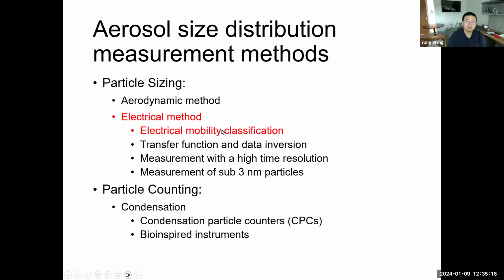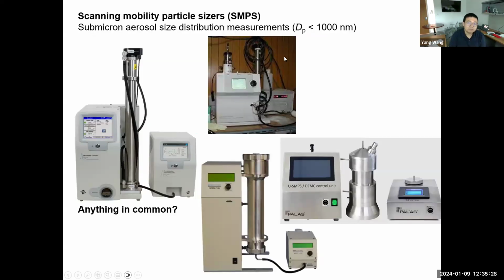So that's it about the aerodynamic method for monitoring the size distribution. Now I'll spend quite a bit of time talking about the electrical method and how we can use that to classify particles. I would say the most important or the most widely used instrument to monitor, let's say, the submicron particle size distribution is called the scanning mobility particle sizer.